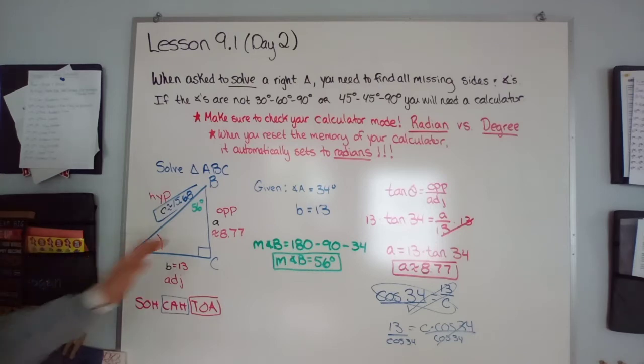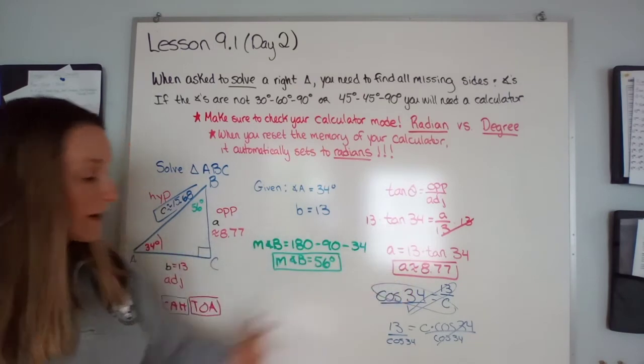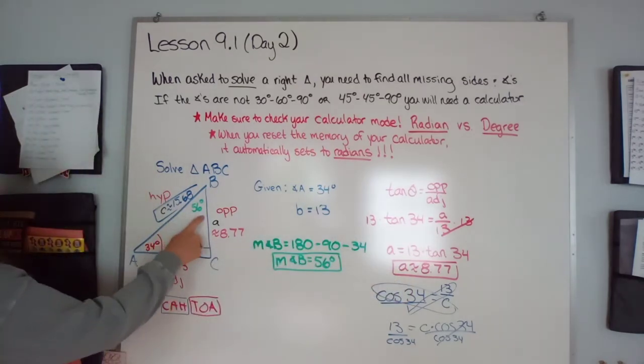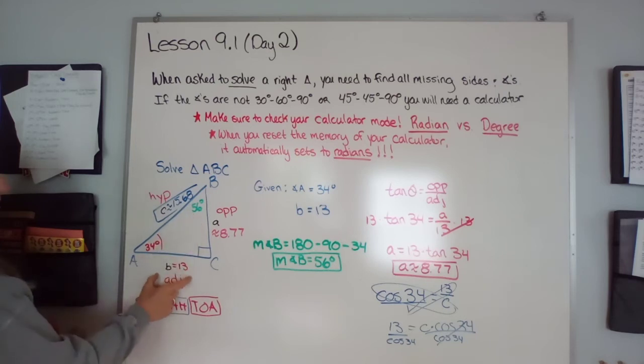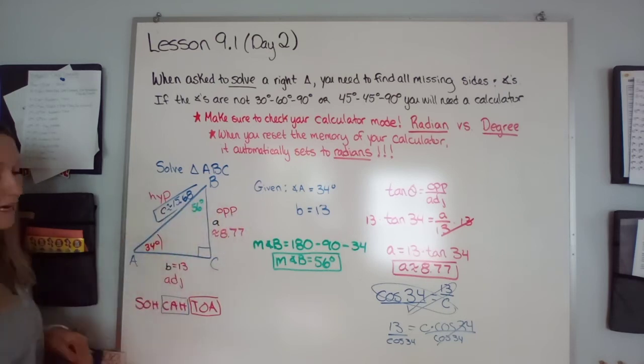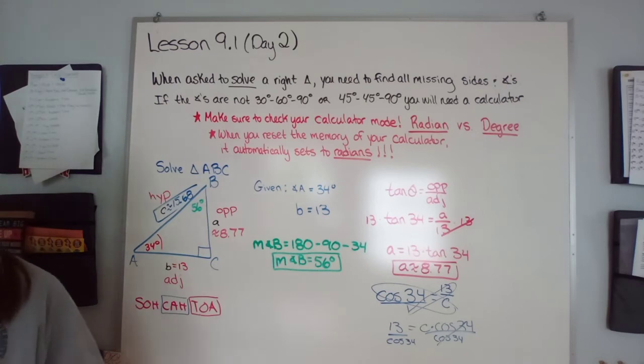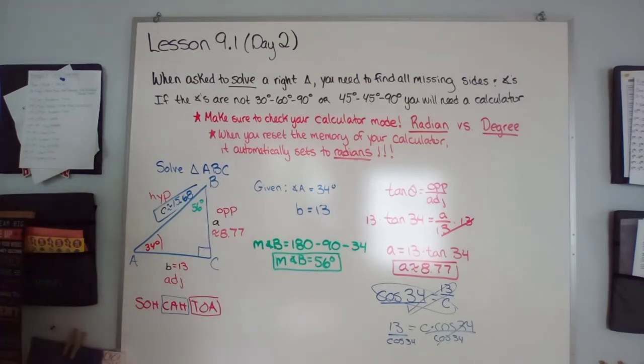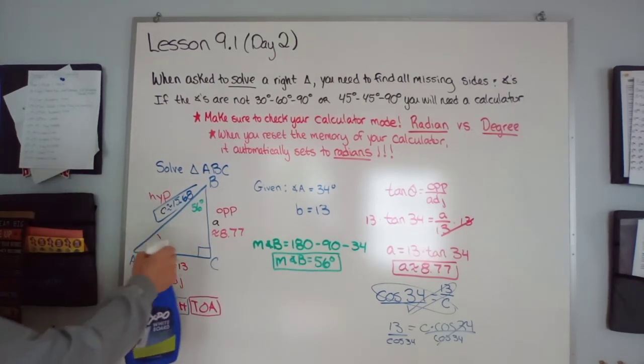Oh, also, instead of using 34 as my acute angle, I could have done 56. I could have looked at angle 56. But then this would be your opposite side, and that would be your adjacent side. So just make note of that as well. Okay? Let me erase, and we'll get set up to do the one word problem for today.